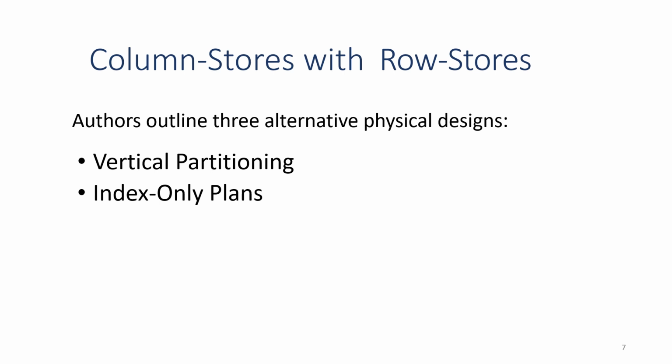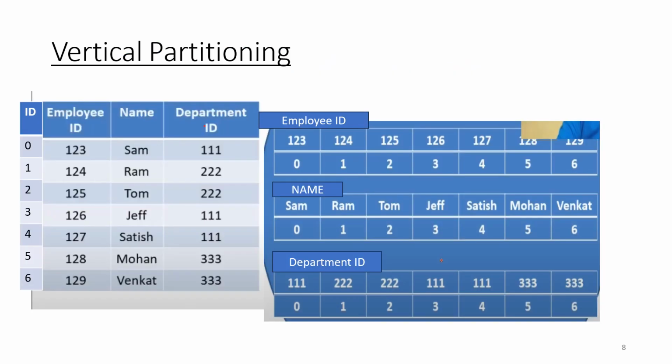In column stores, vertical partitioning typically refers to dividing the columns themselves into separate physical storage structures. Each partition might contain a subset of columns from the table. This approach can improve query performance by allowing more efficient access to specific columns, especially in scenarios where queries only require a subset of the available columns. Here is a definition of vertical partitioning in rows and columns. Here we have taken the ID, employee ID, name and department. Here we have taken the employee ID, name and department ID in the vertical order.